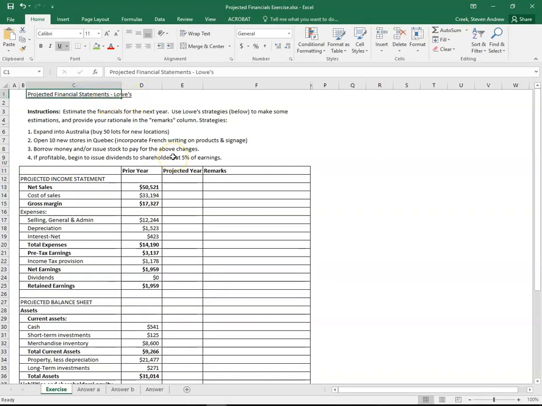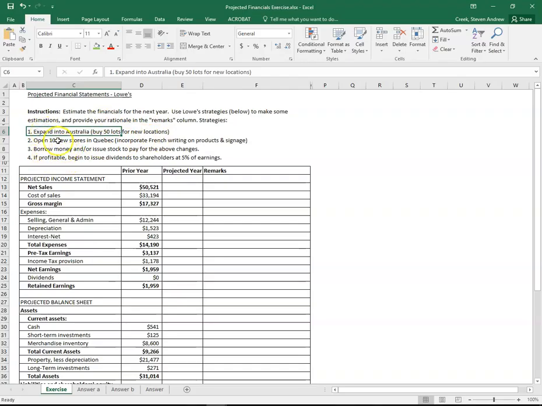And so here's a hypothetical example using Lowe's. This is Lowe's home improvement store. And you see we've got some instructions here. They want us to estimate the financials for next year, use the strategies below to make some estimations, and give your rationale for why you did that. So it looks like there's 4 different things we need to consider.